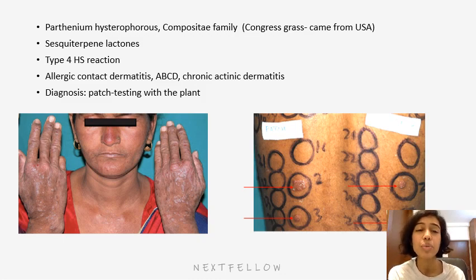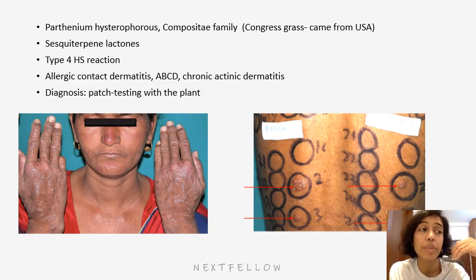So this is a term associated with the US Congress, because this was introduced to Pune, to India accidentally, right, from a ship. And the actual molecule is the sesquiterpene lactones, which are responsible for causing the allergic reaction. Okay, sesquiterpene. And it is a type 4 hypersensitivity, a delayed type of hypersensitivity reaction. It can cause allergic contact dermatitis as well as airborne photocontact dermatitis. So this is very common.